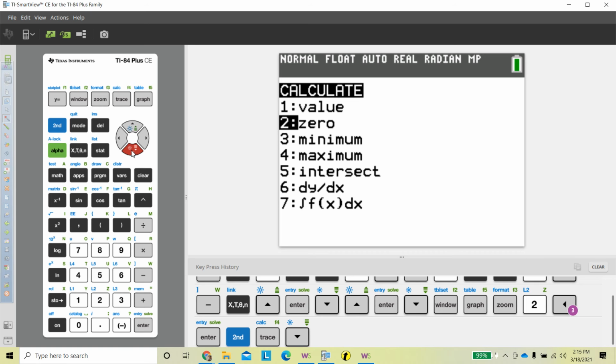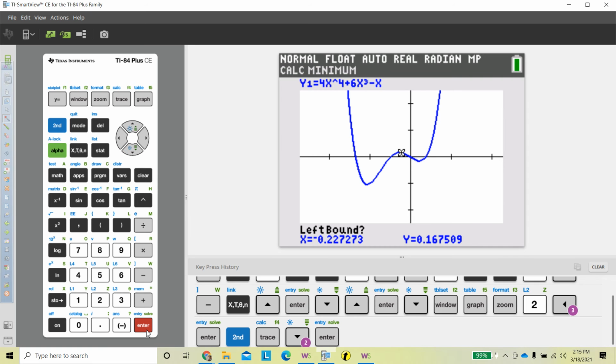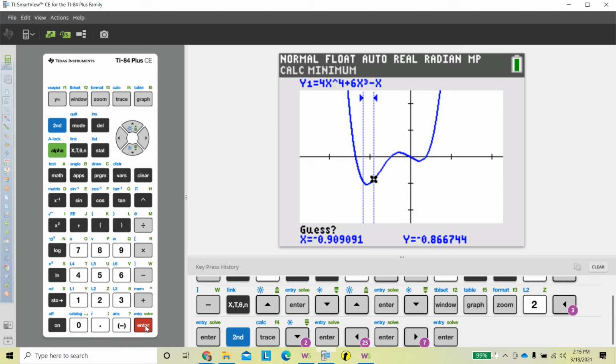So second trace min, click enter. Then I arrow over to the left side of the U. Hit enter. Arrow over to the right side of the U, hit enter, it says guess, hit enter once more. So we're going to round to hundredths. You'll always get weird little decimals like this. Well, I say always, but most of the time you will. So we're going to round to tenths, let's say. So we get negative 1.1, negative 1.0. That's what our first minimum is.